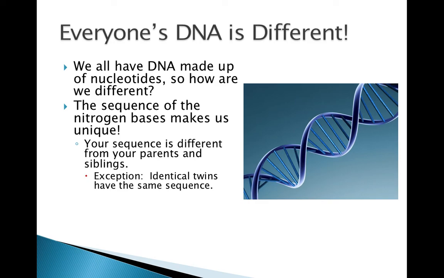Okay, so we all have DNA made of nucleotides. How are we different? The sequence of the nitrogenous bases makes us unique. That means one of a kind. Your sequence is different from your parents and your siblings. The only exception is identical twins. Brothers and sisters who are identical twins have the exact same DNA to start with. You may have a lot more similar DNA to your brother than you do to your best friend because you and your brother have the same parents, but even so, they're not going to be exactly the same.